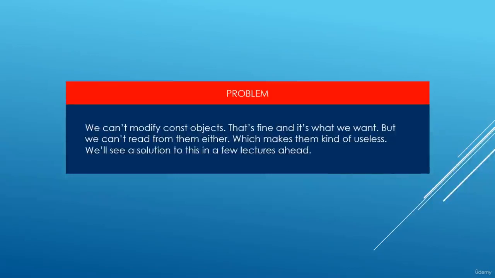Okay, so we have a problem. And the problem again is that we can't read data from our const objects, but we're going to get the protection from the compiler if we try to call the setter methods. But if we can't read from our objects, they are really going to be useless. We are going to see a solution to this in a few lectures ahead. But first, let's address some thoughts some of you might have about this problem here.